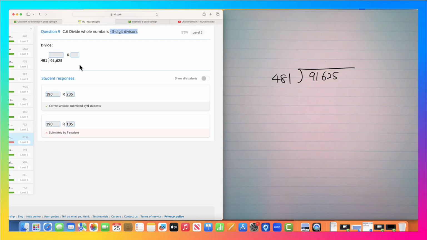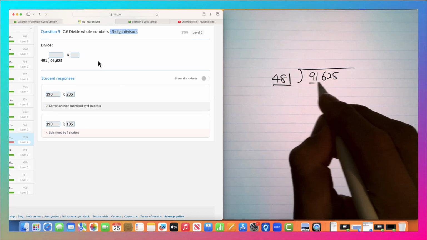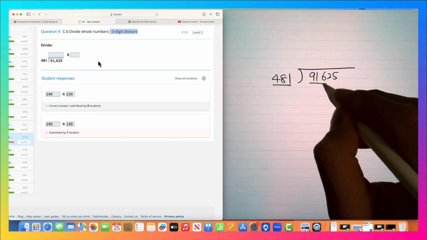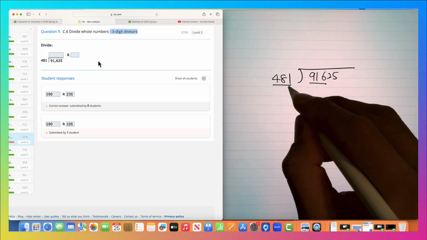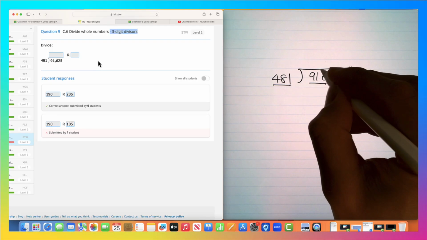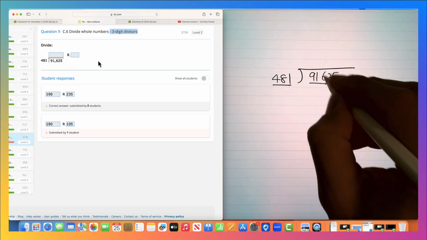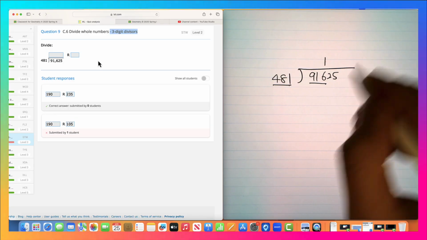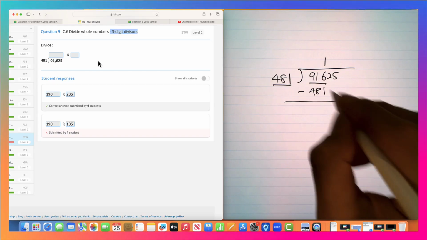So here we have a number divided by a 3-digit divisor. If you look at 481, 3-digit, we can put our quotient right above 6 because 916 is divisible by 481. If you try to put 2 there, you're going to get 962, and you can't subtract something bigger than what you're given. So let's settle with less. So it's just 1, 481, and you subtract that.